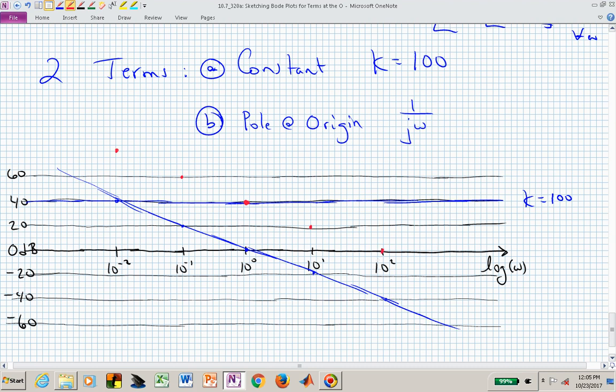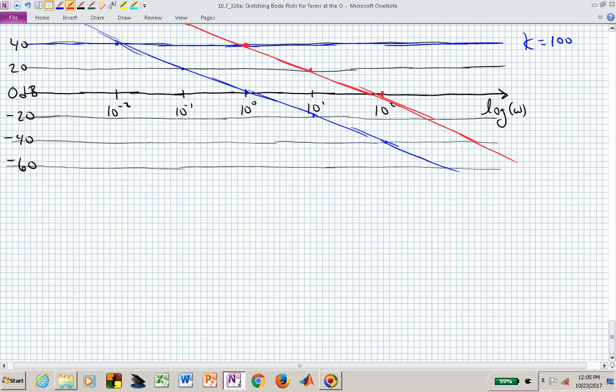So now my Bode plot, the complete Bode plot, is this sloping line. This is the magnitude of 100 over jω in dB. It now has a slope of minus 20 dB per decade, and it crosses 0 dB at omega equal to 100. At omega equal to 1, it's at 40. Let's check that to see if that even makes sense.